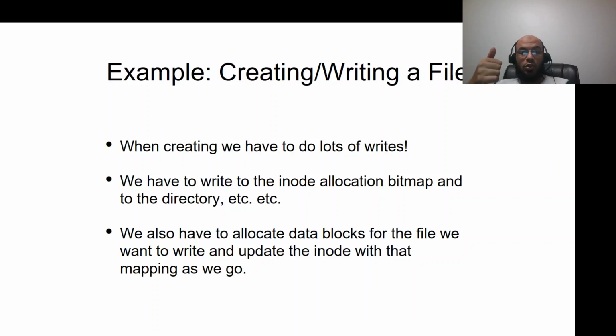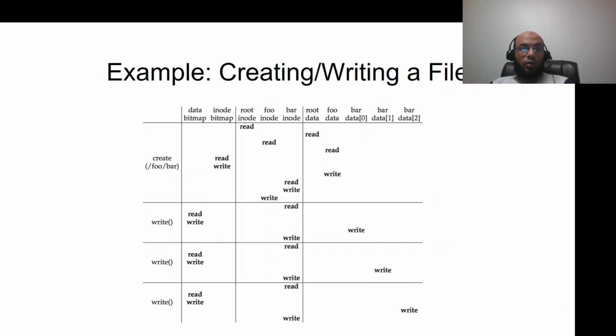You have to write to the inode allocation bitmap and to the directory, and everywhere basically, and to the data map also. You have also to allocate data block for the file. Okay, so this is what would happen when you create a file.